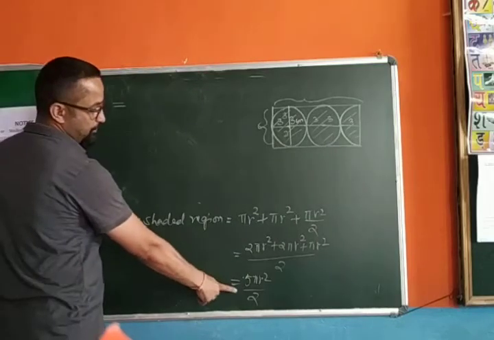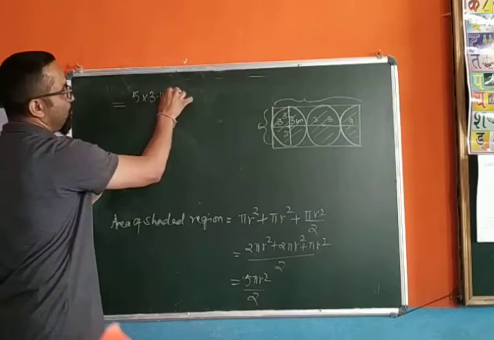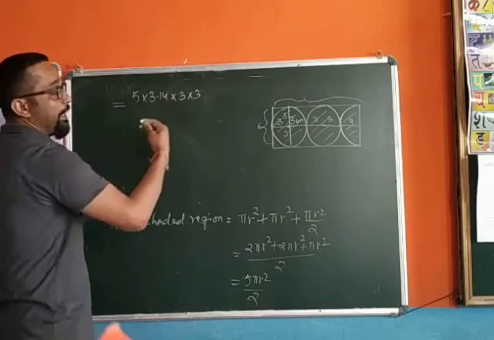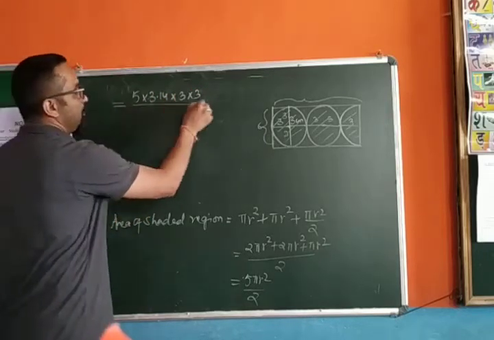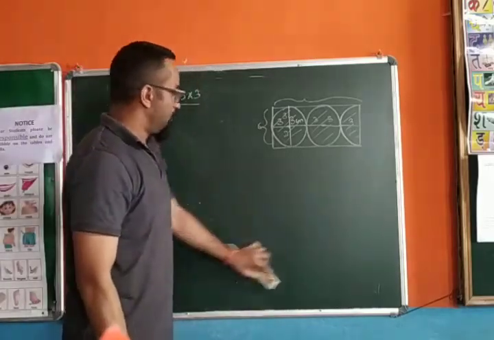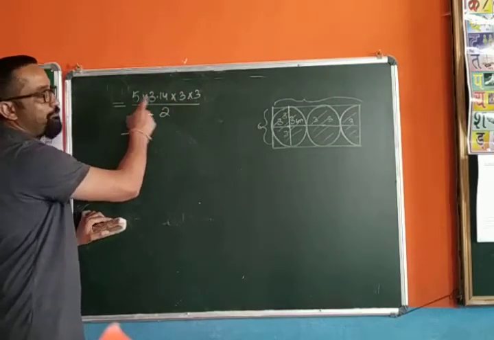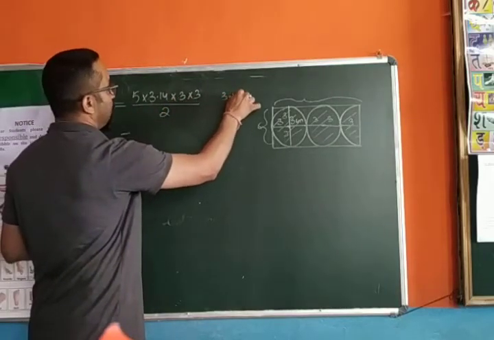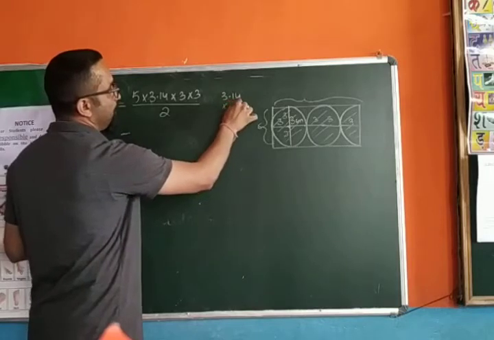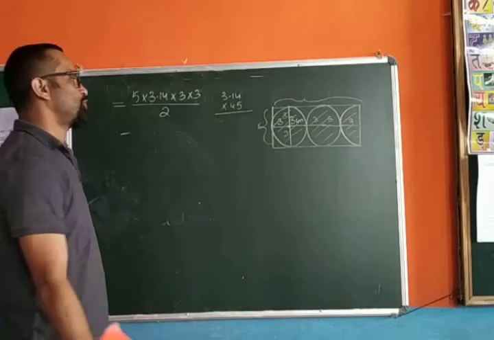Substitute the value here. 5, pi is given as 3.14, radius is 3 into 3. Square means you multiply 2 times, divided by 2. Now do the calculation. 9 into 5 is 45. 314 multiplied by 45. Multiply this. You have to do the calculation yourself.